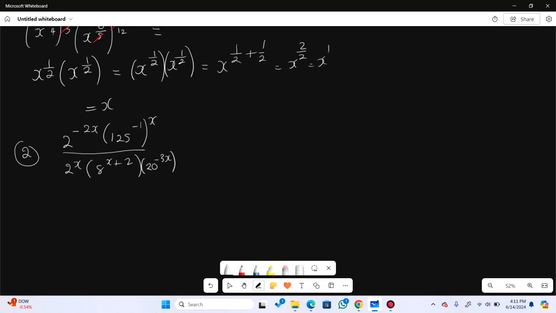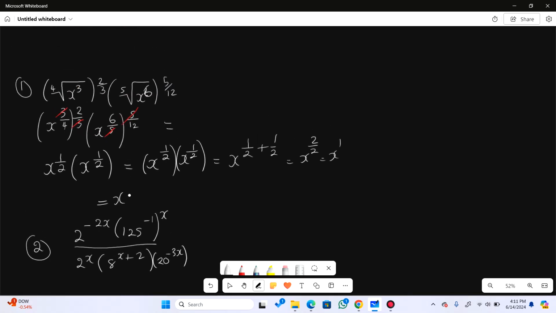Now going back to our first one, to prove this answer, let's say x is equal to 2. The answer that we get here, we said this answer is equal to x. So meaning if x is equal to 2, then I'll plug in my 2 there. The answer that I get should give me 2. So let us try that.